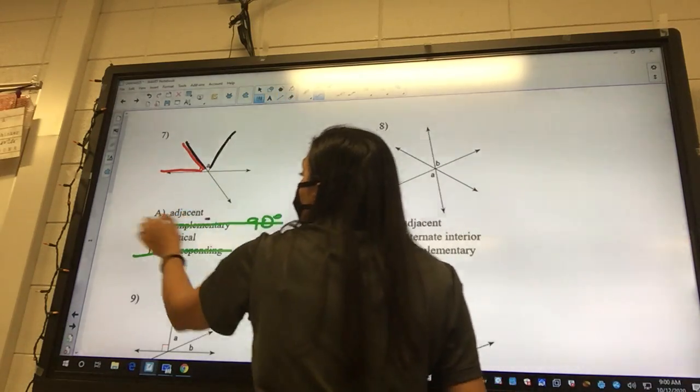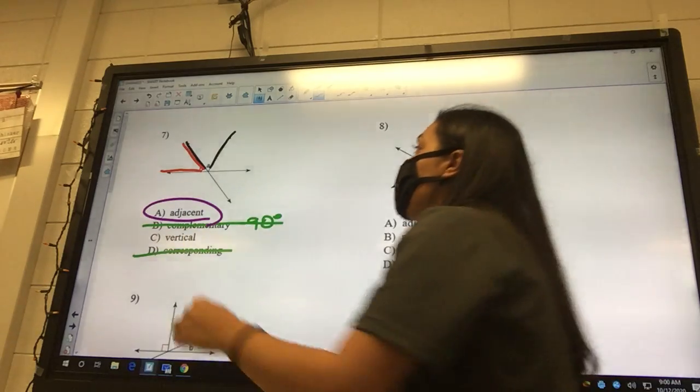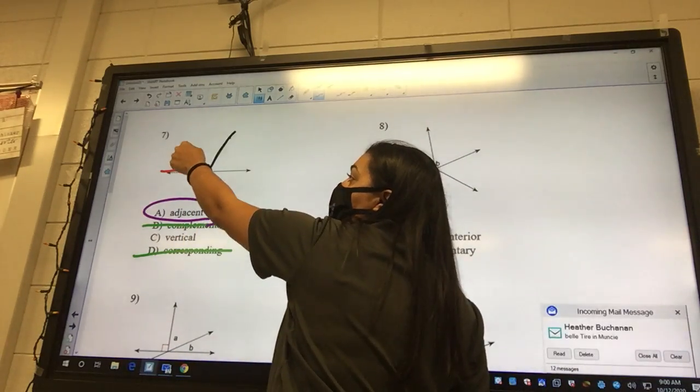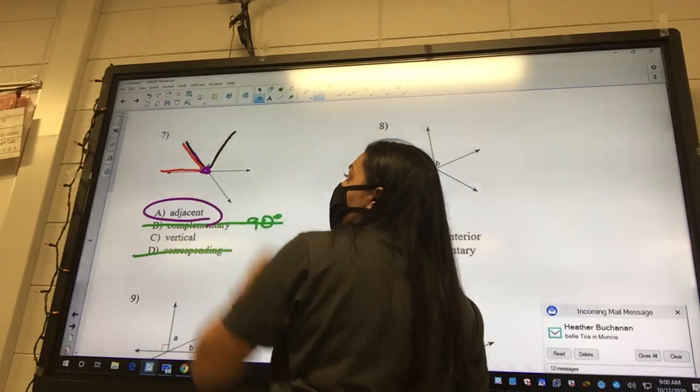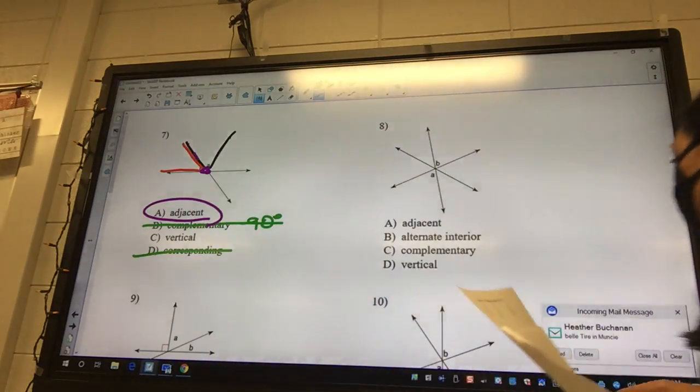Adjacent. And they are adjacent because they share the same side, right? One is red and black, and they share this vertex. Okay, so they're adjacent.